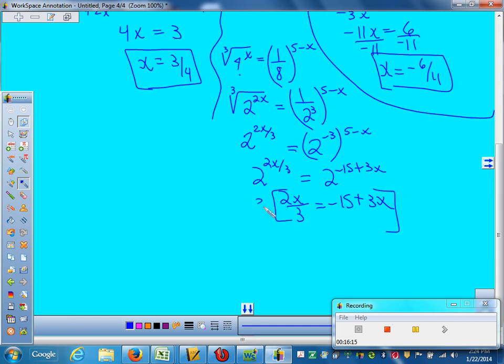So we would times it by 3, which would give us 2x equals negative 45 plus 9x. Kind of big numbers. Do you all want to move the 9 or you want to move the 45? If you move the 9, you're going to get negative 7x equals negative 45, which means when I divide it, what's going to happen with the negatives? They're going to cancel, and I'm going to get 45/7.